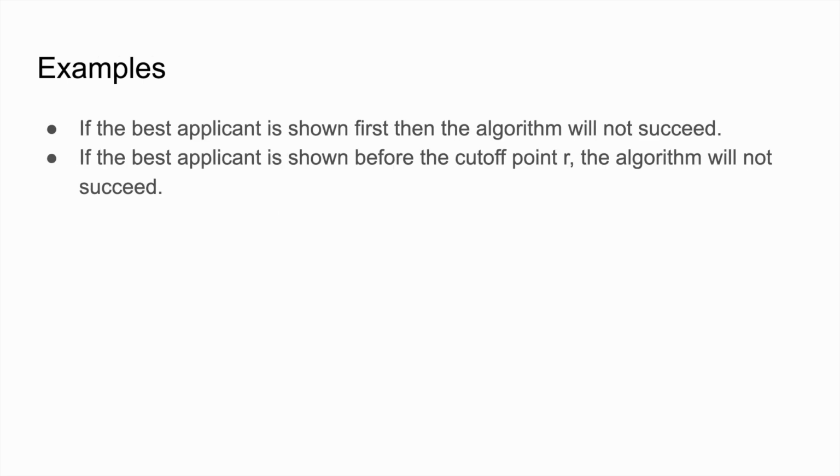So for example, just to explain it a bit more, if applicant number n is shown first, then we obviously will reject them, and unfortunately we will not find anyone better, so we will end up with the final applicant. So if the best applicant is shown before the cutoff point, r or r minus 1, depending, the algorithm will not succeed. And it's this simple.